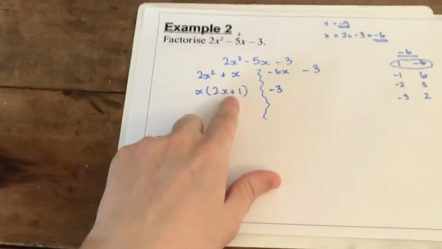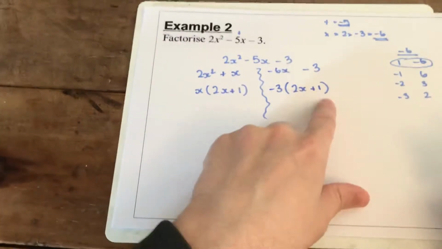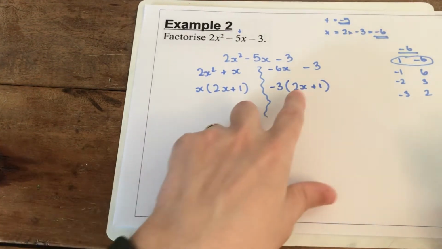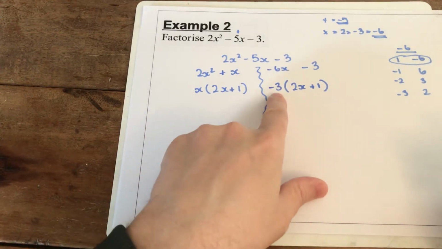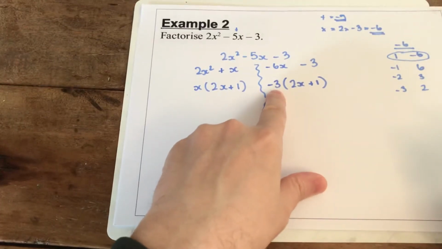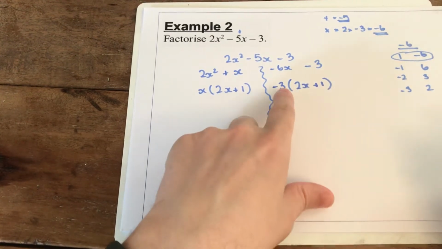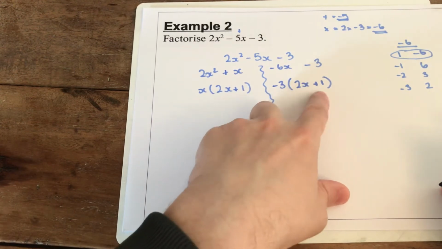What I want is I want the same values in my brackets for each side of my expression. So I want 2x plus 1 here and I want 2x plus 1 here. If I just pulled out 3 here, I would have got minus 2x minus 1. So I pull out minus 3 to change the signs in both of these when they go down to here.